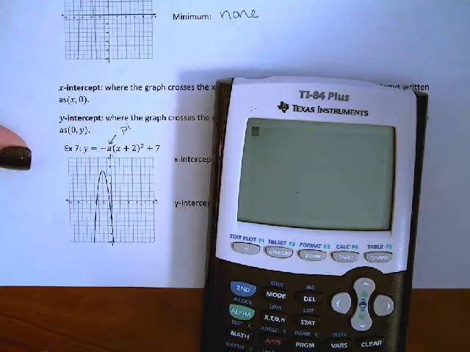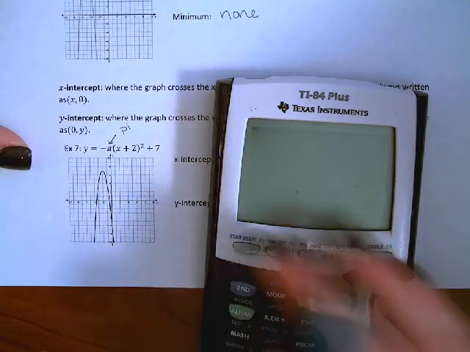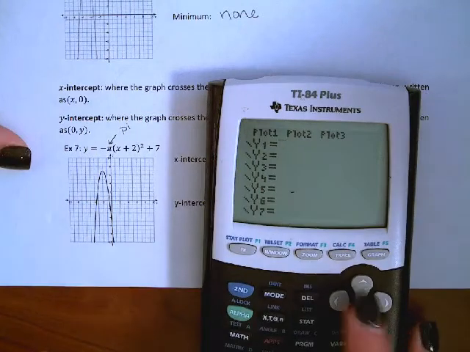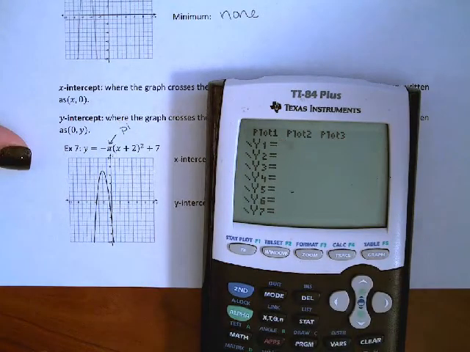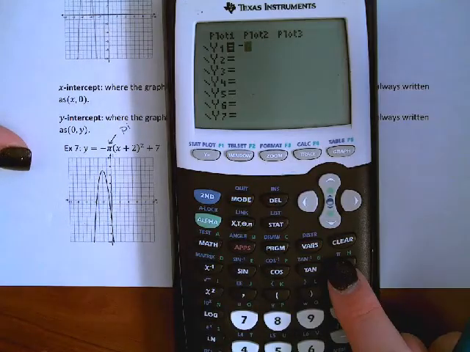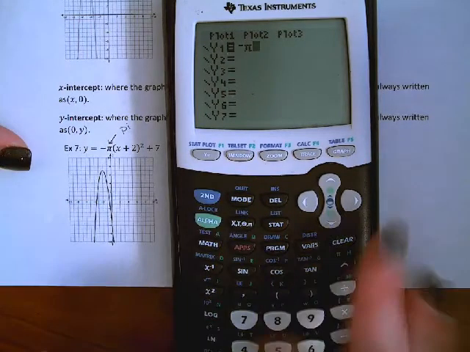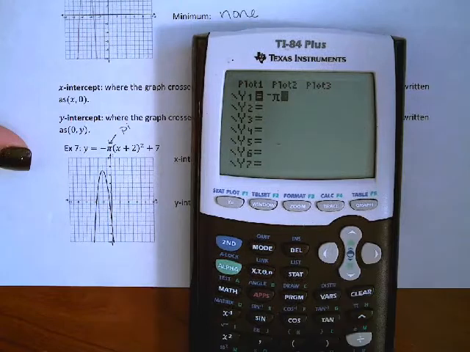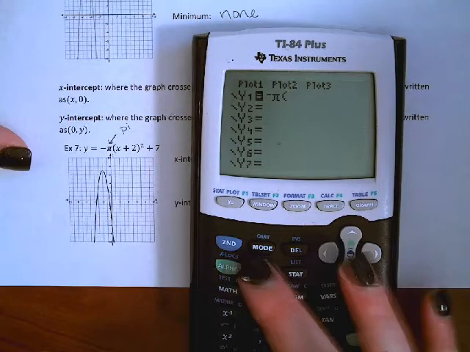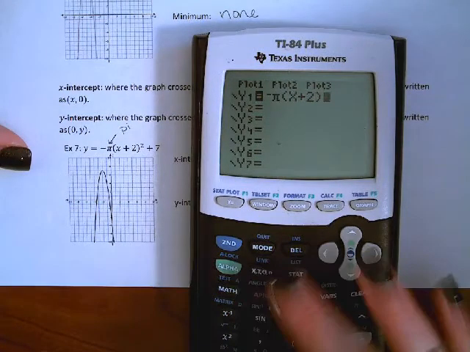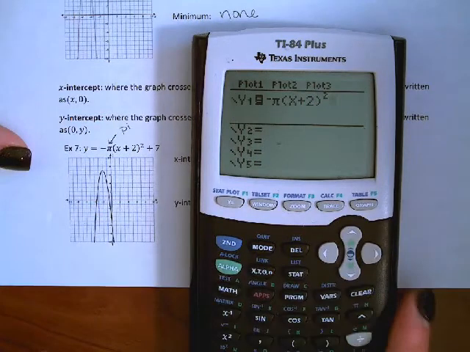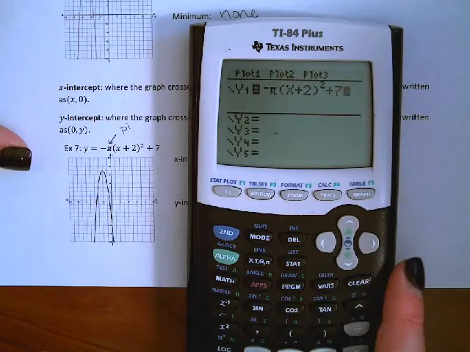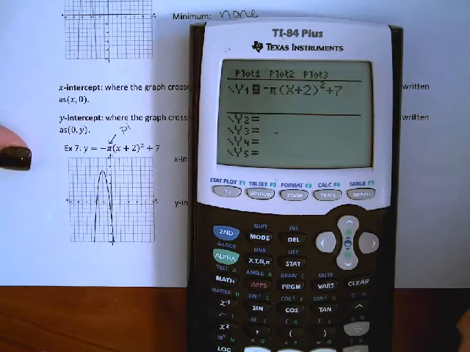So either way, if you type pi, it will put it in for you. For those of you with graphing calculators, we're going to type the negative. The pi is right here. It's the second version of the up arrow, so we're going to hit second up arrow to get the pi in there. And then we have parenthesis x plus 2 parenthesis squared plus 7. So I'm just typing it in exactly the way it looks.